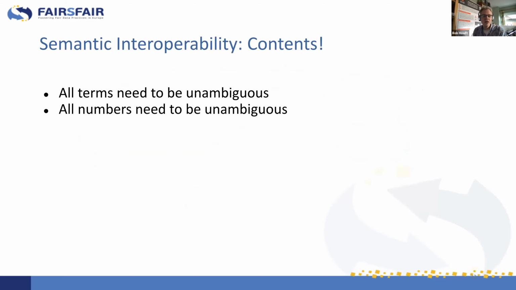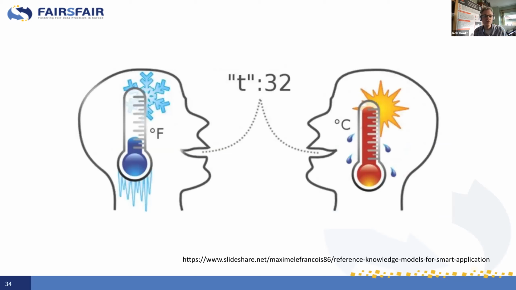The second thing is that not only all the terms must be unambiguous, but the numbers that are in there are also unambiguous. So, another example: if two people are talking about a temperature of 32 and they're coming from the US and from Europe, then in Europe we think that it is very hot outside, and in the US, they think it's very cold outside. So every mention of a temperature needs a unit in order to be really interoperable.